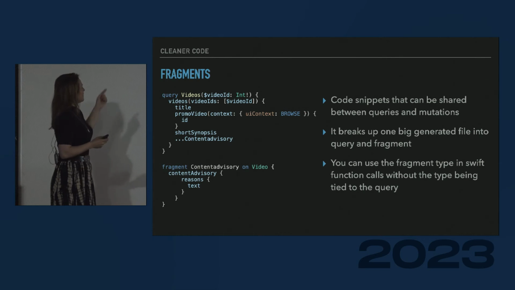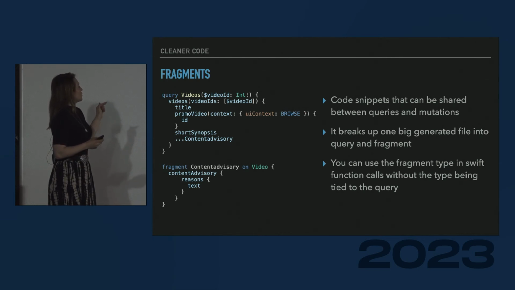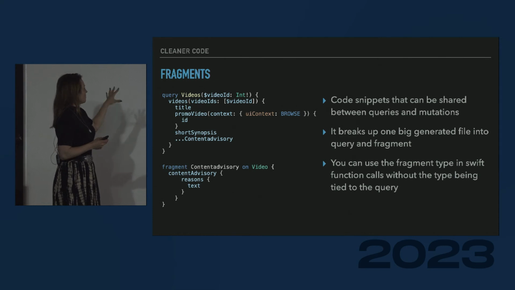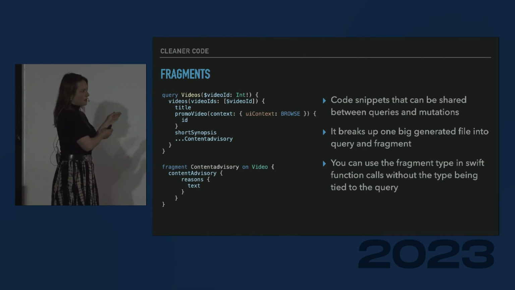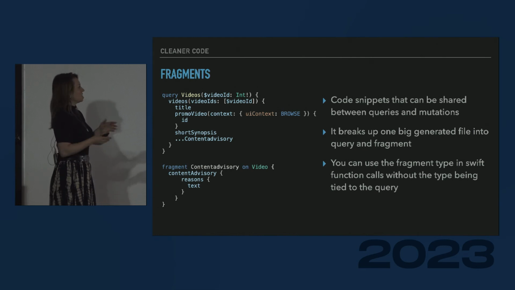And you can see it here at the bottom, the content advisory, which is then just being unfurled into whatever you define in your fragment. This breaks up big generated files into a query one and a fragment one. And you can use that fragment type then in your Swift function.